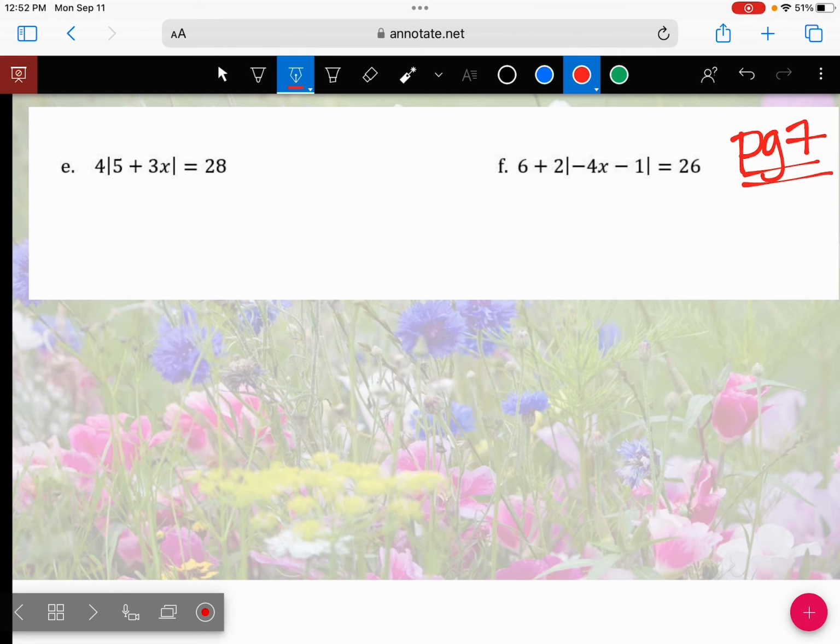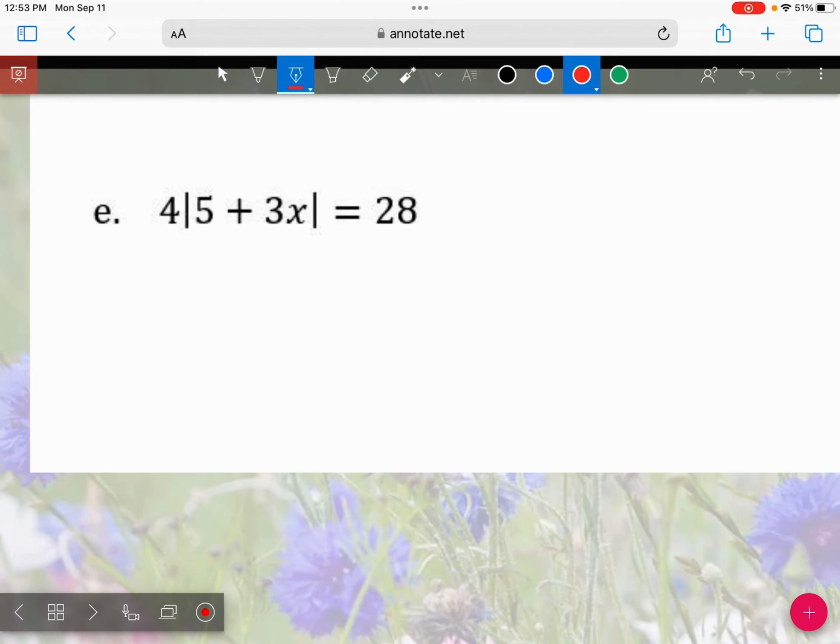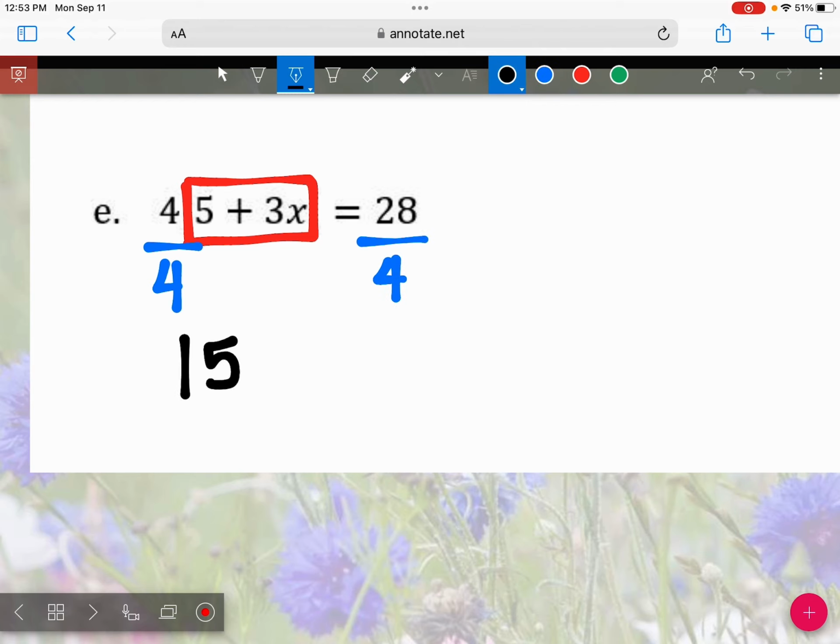So before we separate it, we have to isolate. So by isolate, I'm saying we have to get this by itself right here, this box, this absolute value. So the 4 in front, we're going to divide it out. So that gives you the absolute value of 5 plus 3x equals 7. So now we're ready to solve it.